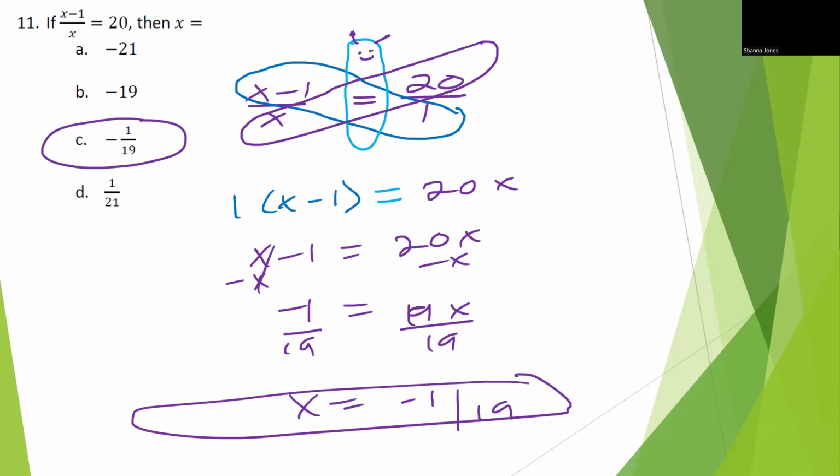Does this help? Do we see it? Do y'all see how the butterfly method can be your friend? I'll call him Butter.